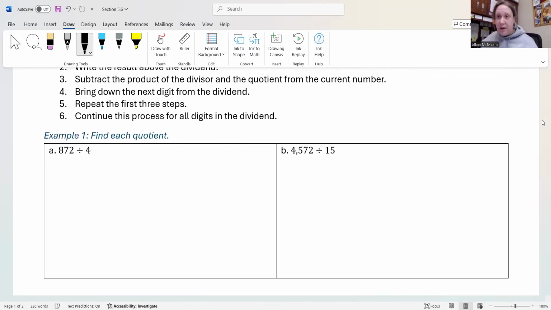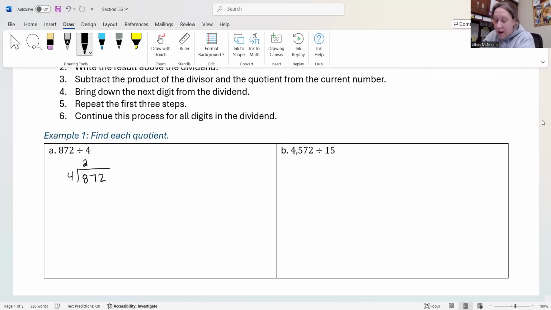Example 1 says find each quotient. So we set up for long division. I want to take 872, the dividend, and divide it by the divisor of 4. I need to ask myself, how many times will 4 go into 872? That's what I'm looking for overall. But that division isn't easy to do in our head, so we'll divide piece by piece. What we can do in our head is 4 into 8. How many times would 4 go into 8? Well, 4 goes into 8 twice.